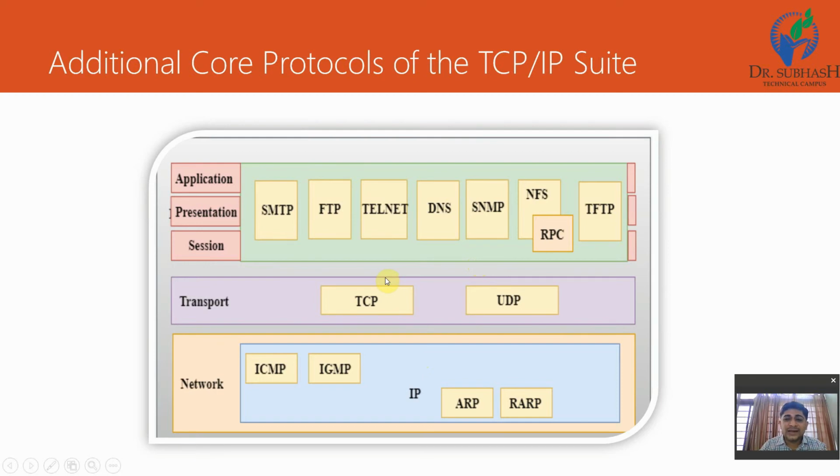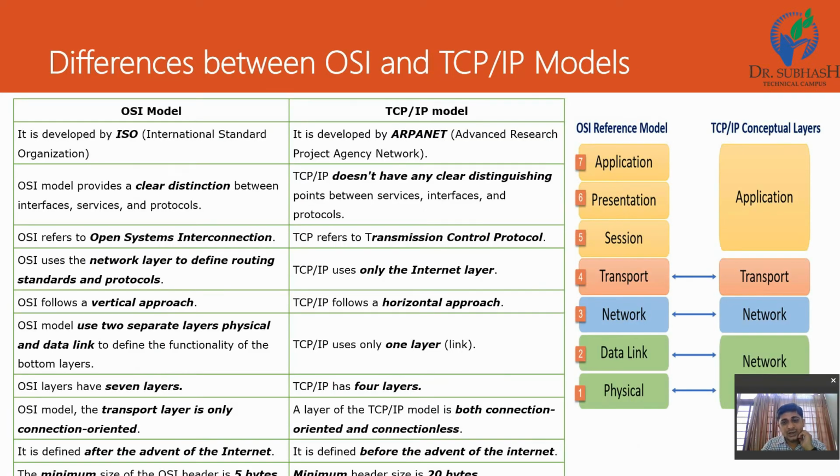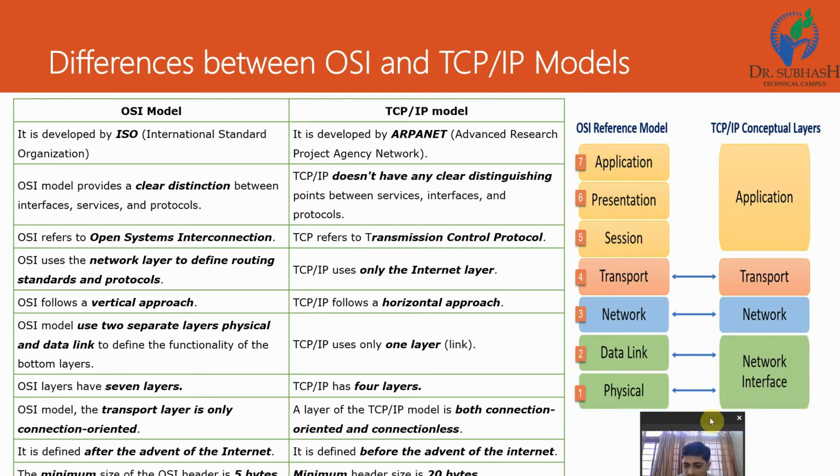So we can say that is the TCP/IP protocol suite. Here we have different listed protocols, that is a protocol list, and we have a summary of this TCP/IP model and OSI model. First of all, see here we have one chart. It represents the OSI reference model and TCP/IP conceptual layers.